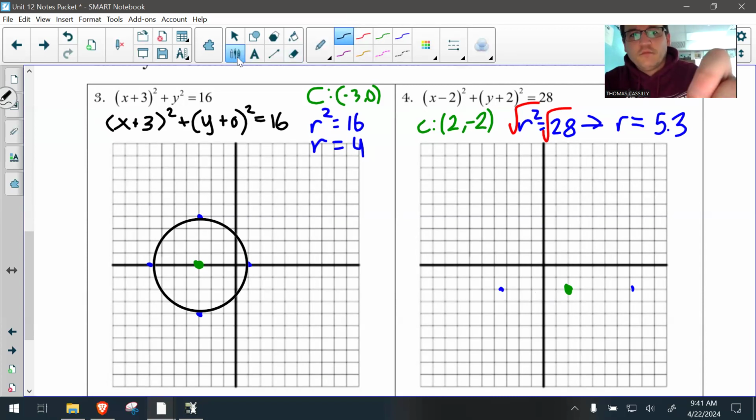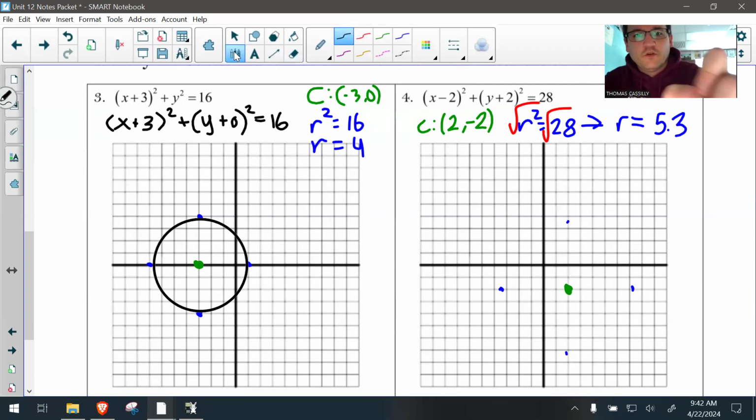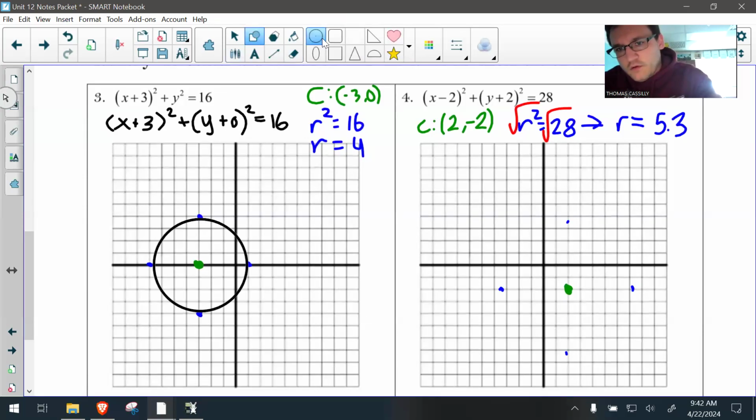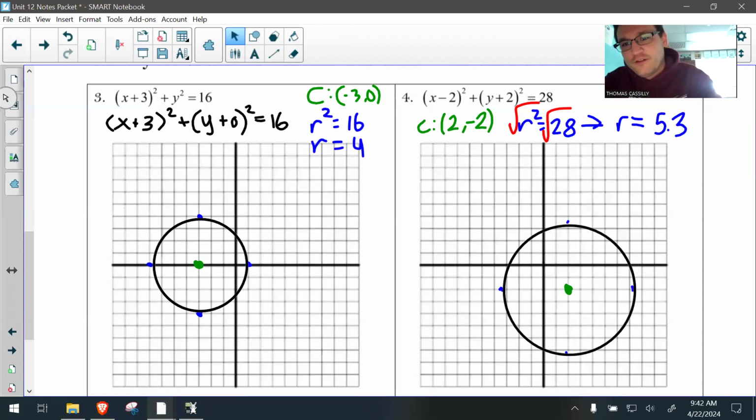Then go up, then go down. 1, 2, 3, 4, 5, up. 2, 3, 4, 5, and a little bit more down. So there we have it. Those are kind of 4 points. And then if you want to draw your circle from those points, by all means, if you have a compass or if you have a smart notebook and you can draw your circles perfectly, then do that. So there is your circle.